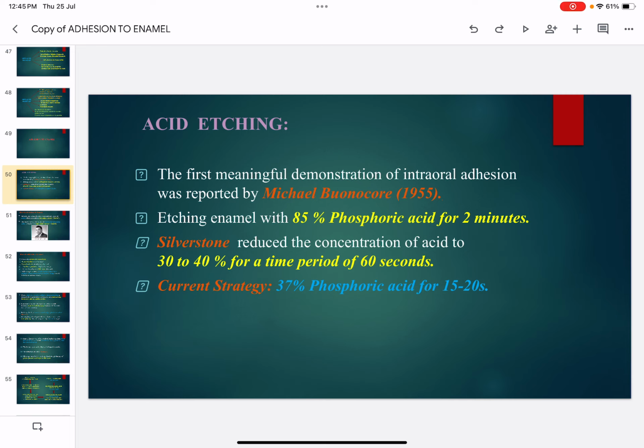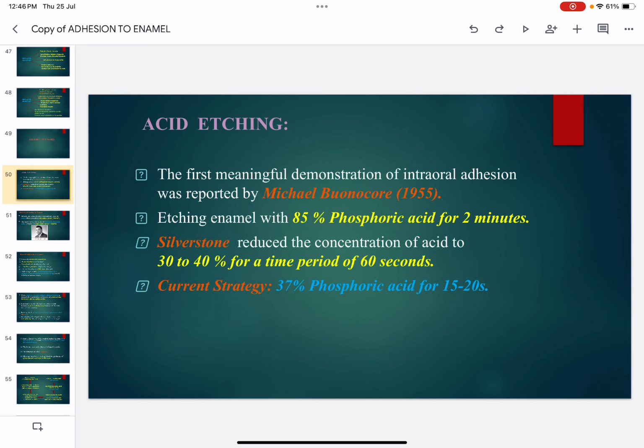Acid etching was first described by an author called Michael Buonocore. He demonstrated acid etching by using 85% phosphoric acid for 2 minutes. Later on, a researcher called Silverstone reduced the concentration of acid. He also reduced the time period.